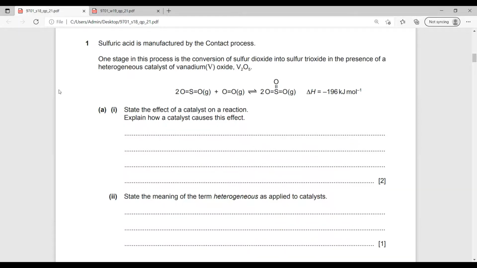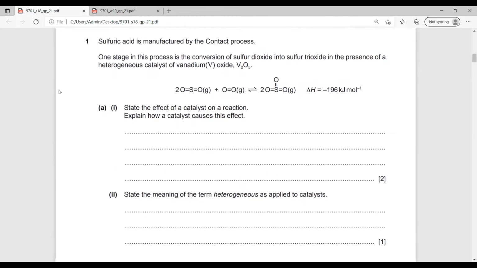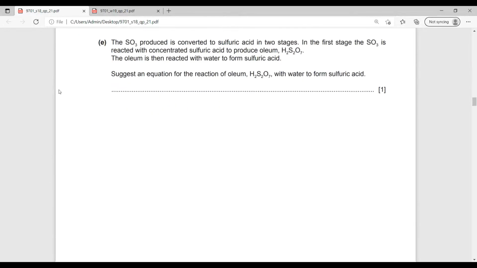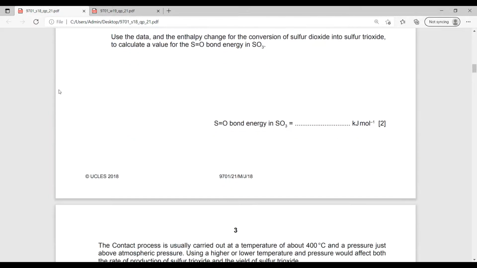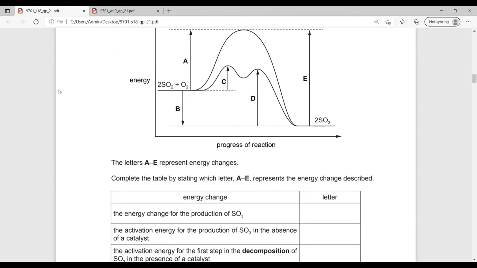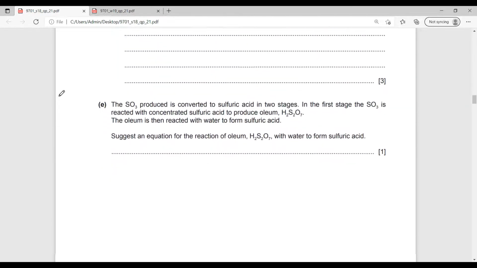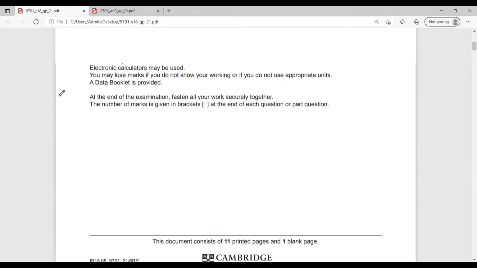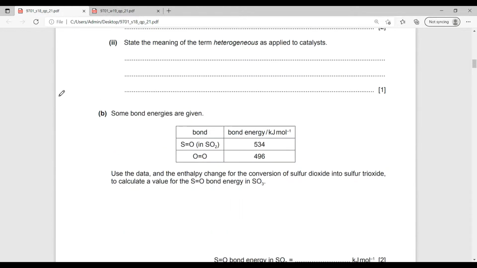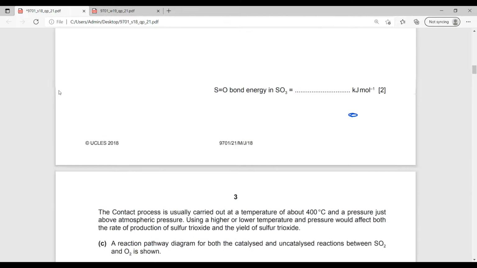So this is summer 18, so May June 18, paper 21. That's the first question, which is for 20 marks, out of which not much is from enthalpy changes. Some of it is. This is from equilibria, this is from something else, and this is from acid-base behavior. Okay, so let's just cover till where it's relevant. So it's relevant till here. After this is nothing to do with enthalpy changes.